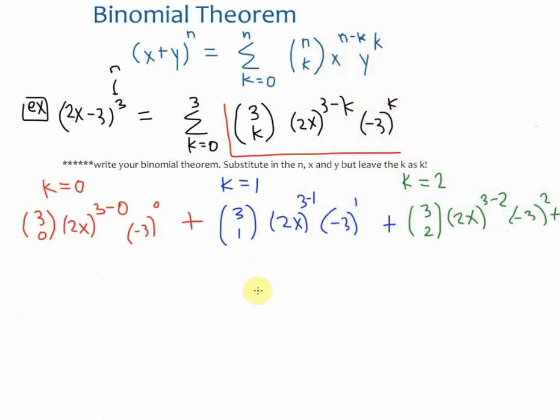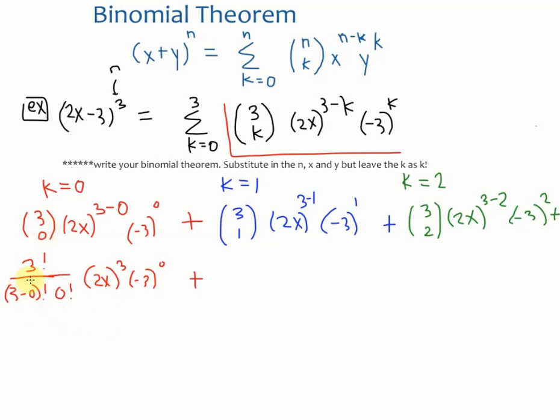And then we're going to show you how if you just need one term. Okay, so the first term would be 3 taken 0 at a time. So remember, this means 3 factorial over 3 minus 0 factorial, divided by 0 factorial, times 2x to the 3 minus 0 power, which is 3, and negative 3 to the 0 power. Okay, so this is just for one term of your binomial expansion.